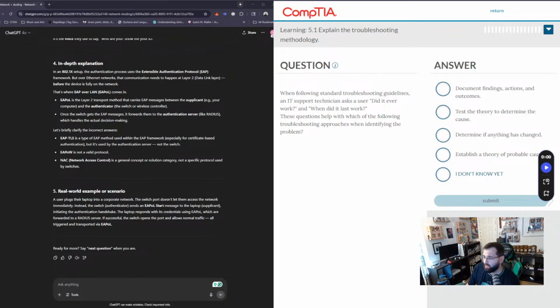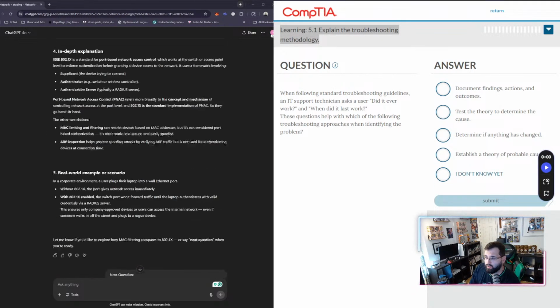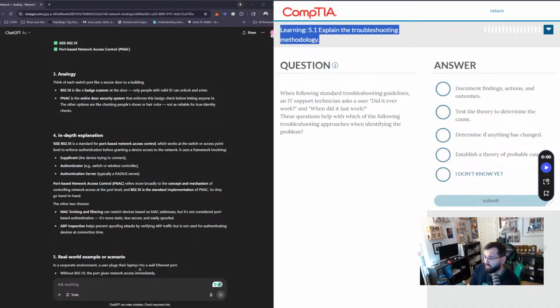plus exam. I'm going to show you guys how I study through the process of studying itself, because the best way to learn something, in my opinion, is by doing and by seeing, like observing somebody doing it and then doing it yourself. So we're almost done with the entire study guide. Learning 5.1, explaining the troubleshooting methodology. So just a quick rundown of what I do and how I do it.